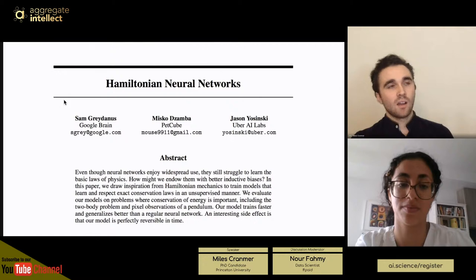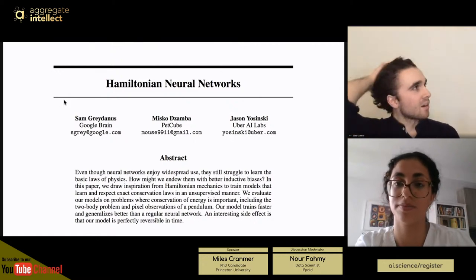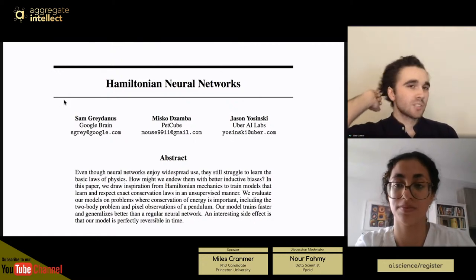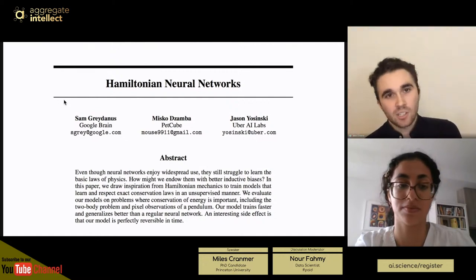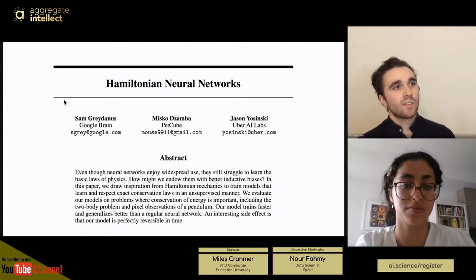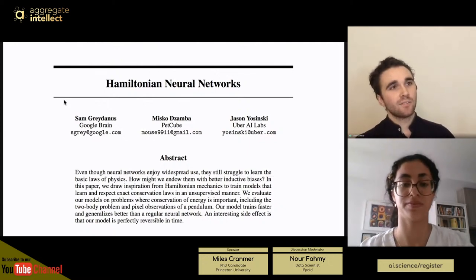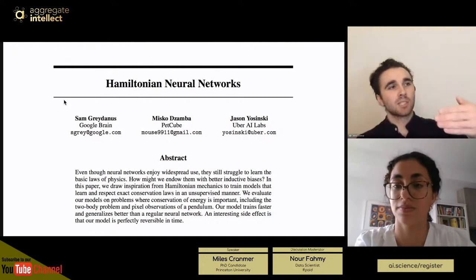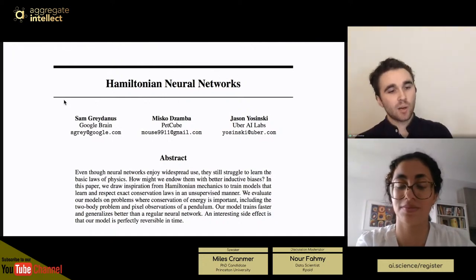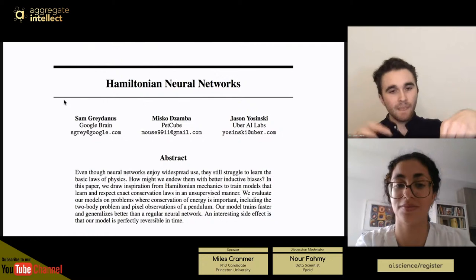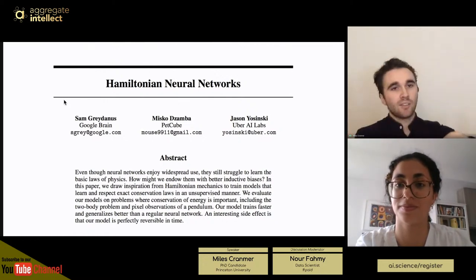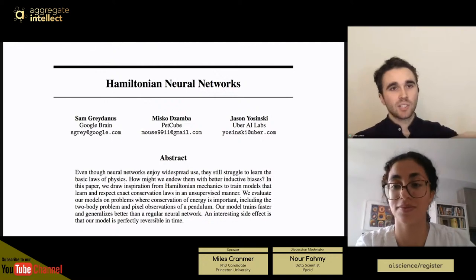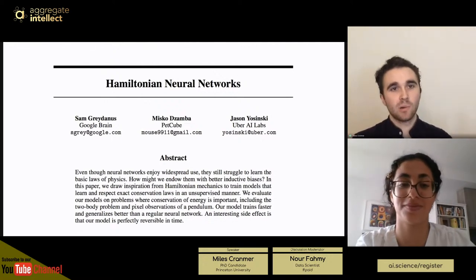So I read this paper when it first came out, and Sam had this really good blog on it, and this is what got me interested in the first place. So he introduced this idea where the neural network, basically instead of predicting the next time step, now the neural network predicts the energy of the system. And then you use Hamilton's equations to give you the dynamics of the system. So this is his original paper, really nice paper.